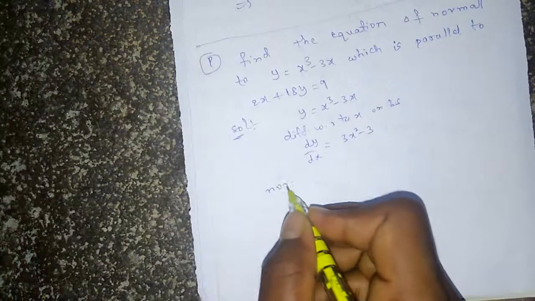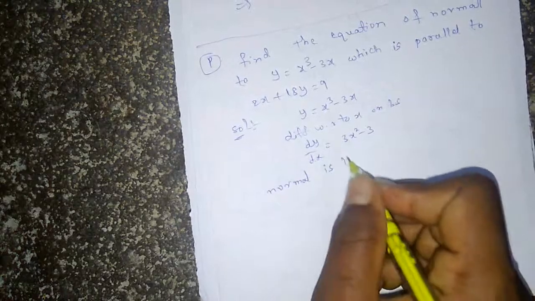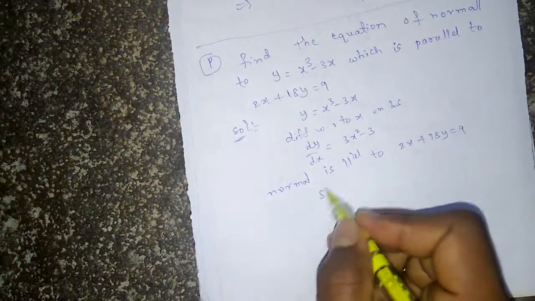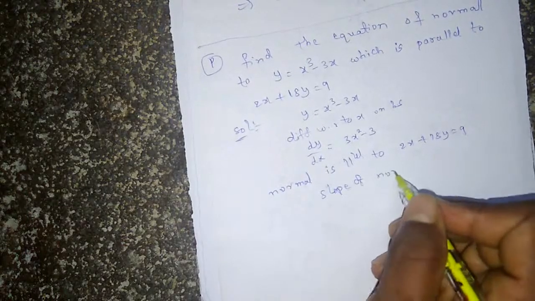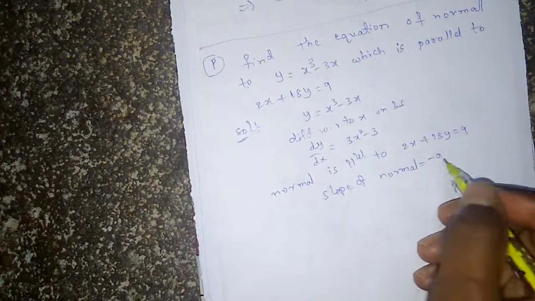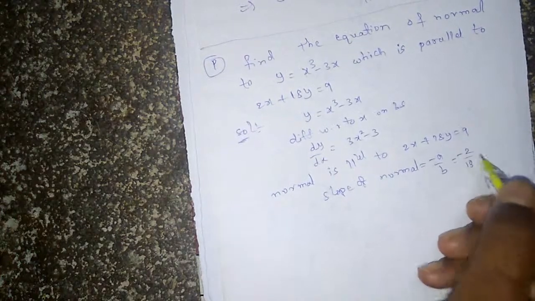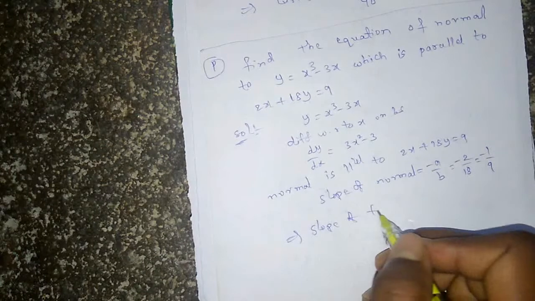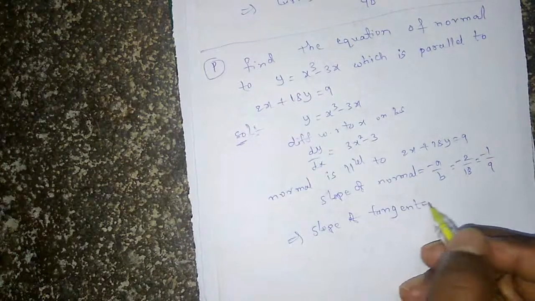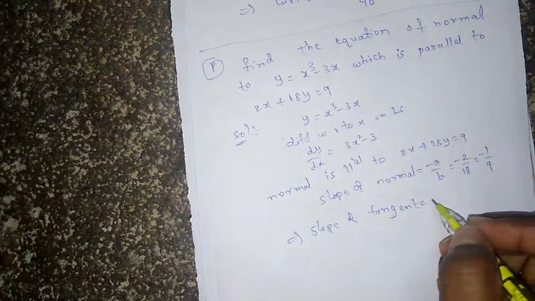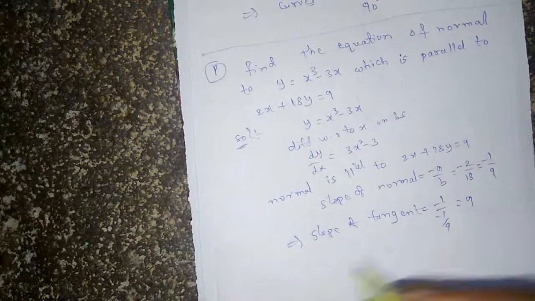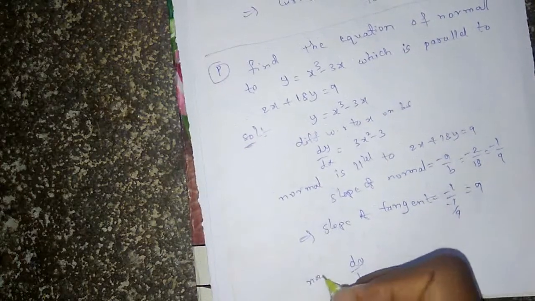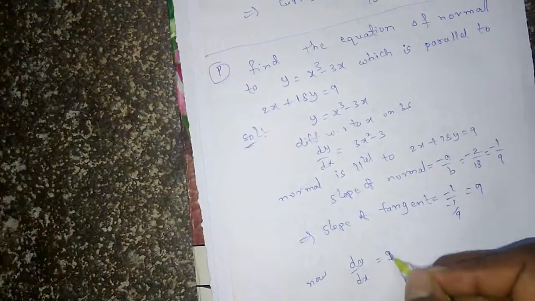Here normal is parallel to 2x plus 18y is equal to 9. Implies slope of normal is minus a by b, that is equal to minus 2 by 18, minus 1 by 9. Implies slope of tangent is minus 1 by slope of normal, that is minus 1 by minus 1 by 9, that is equal to 9. Now equate dy by dx is equal to 9 to get the points.